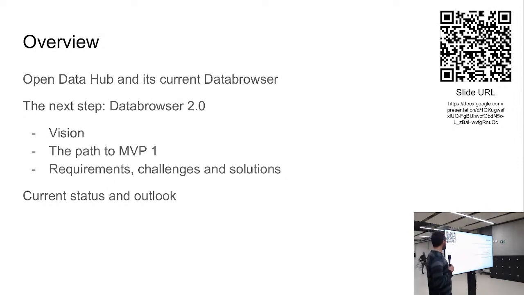Let's come to the overview. First, we take a look at the Open Data Hub and its current data browser. Then we will take the next step and look at the data browser 2.0. We will see what the vision behind it is, what the path was to get to the MVP 1, the minimal viable product 1, which is the current incarnation of the data browser 2.0. We'll look at the requirements, the challenges, and the solutions that we implemented. And at the end, we will have an overview of the current status and an outlook of what is being done in the future.